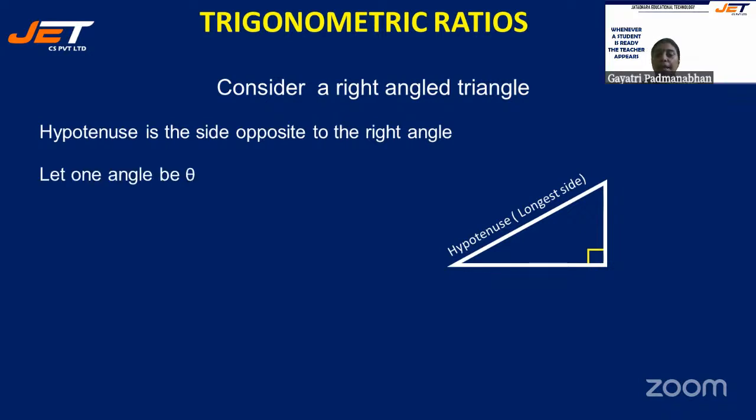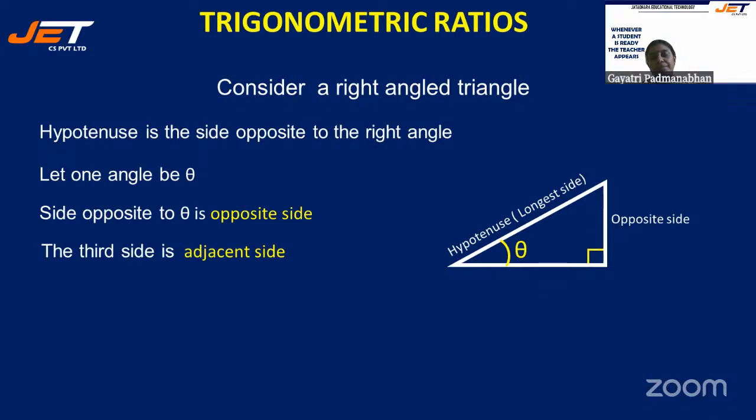So let one angle be theta. The side opposite to theta is the opposite side. You have three sides in a triangle: one side is the hypotenuse, and you are taking one angle to be theta, so the side opposite to theta is the opposite side. So you have two done. The third one is the adjacent side.